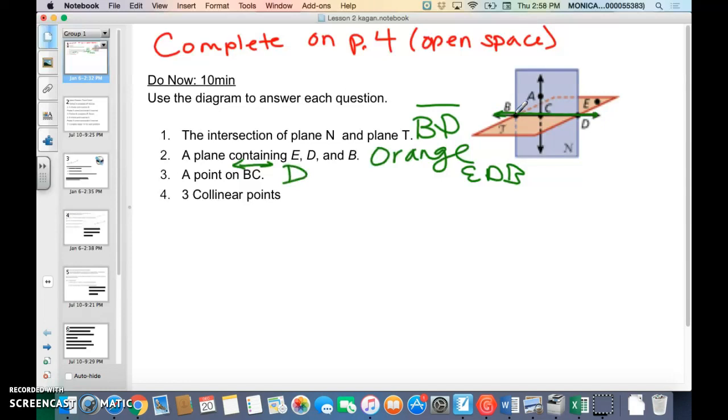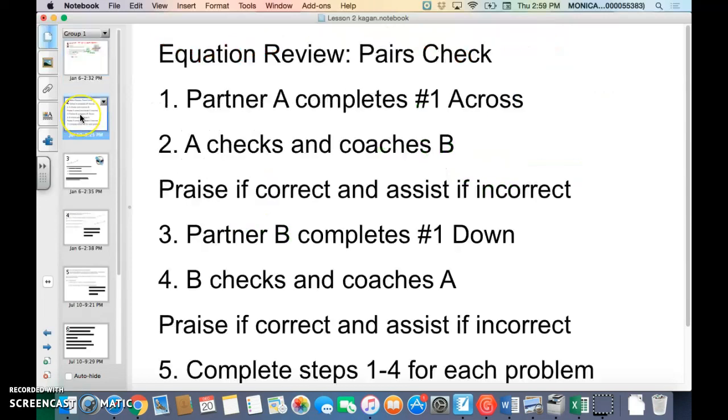And 3 collinear points, well, you've got a lot of options for this. You could say B, C, and D. I guess those are your only options. I stand corrected. All right. Again, if you're having a struggle with these vocabulary terms, make sure you're practicing on Quizlet. The link is on Pages.